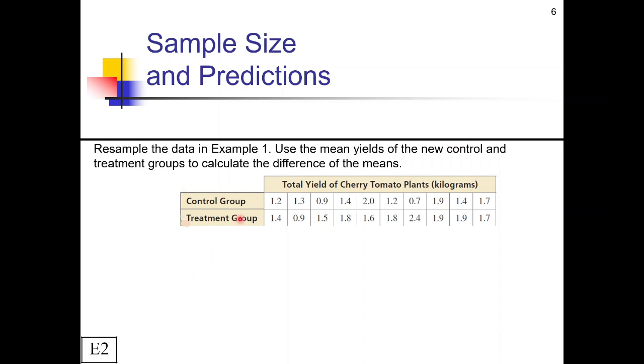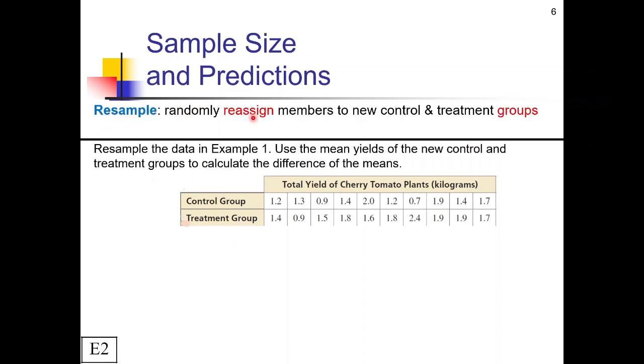For this next problem, they're asking us to resample the data in example 1 and then use the mean yields of the new control and treatment groups to calculate the difference of the means. So what's all this about? Well, resampling means randomly reassigning members to a new control and treatment group. The idea here is, we're trying to leave open the possibility that maybe we just got lucky the first time around, and it was just happenstance how things played out.